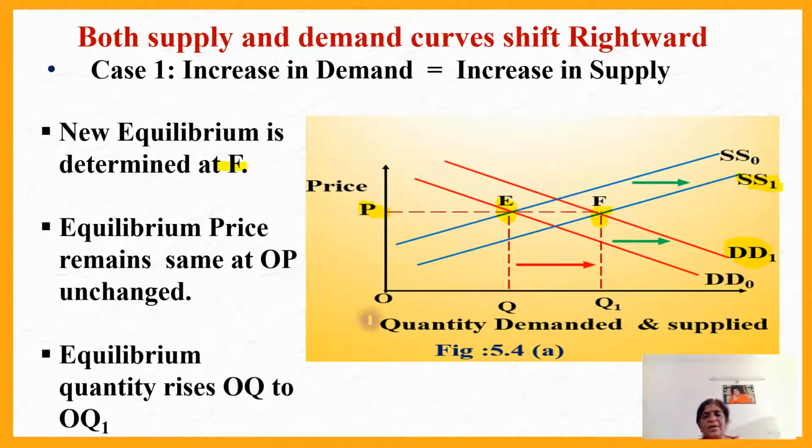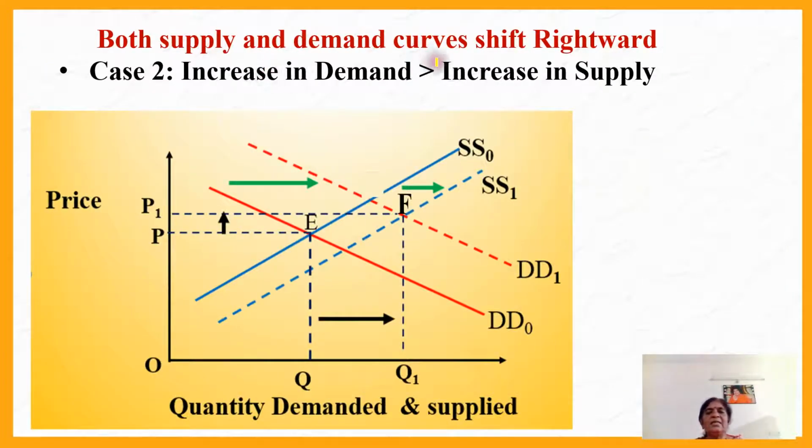Quantity supplied and demanded. You can see equilibrium quantity rises from OQ to OQ1 because of the rightward shift. Therefore, what you can conclude is that when the increase in demand is equal to the increase in supply, price will remain unchanged and quantity increases. This is the conclusion. The second one: the increase in demand is greater than the increase in supply.